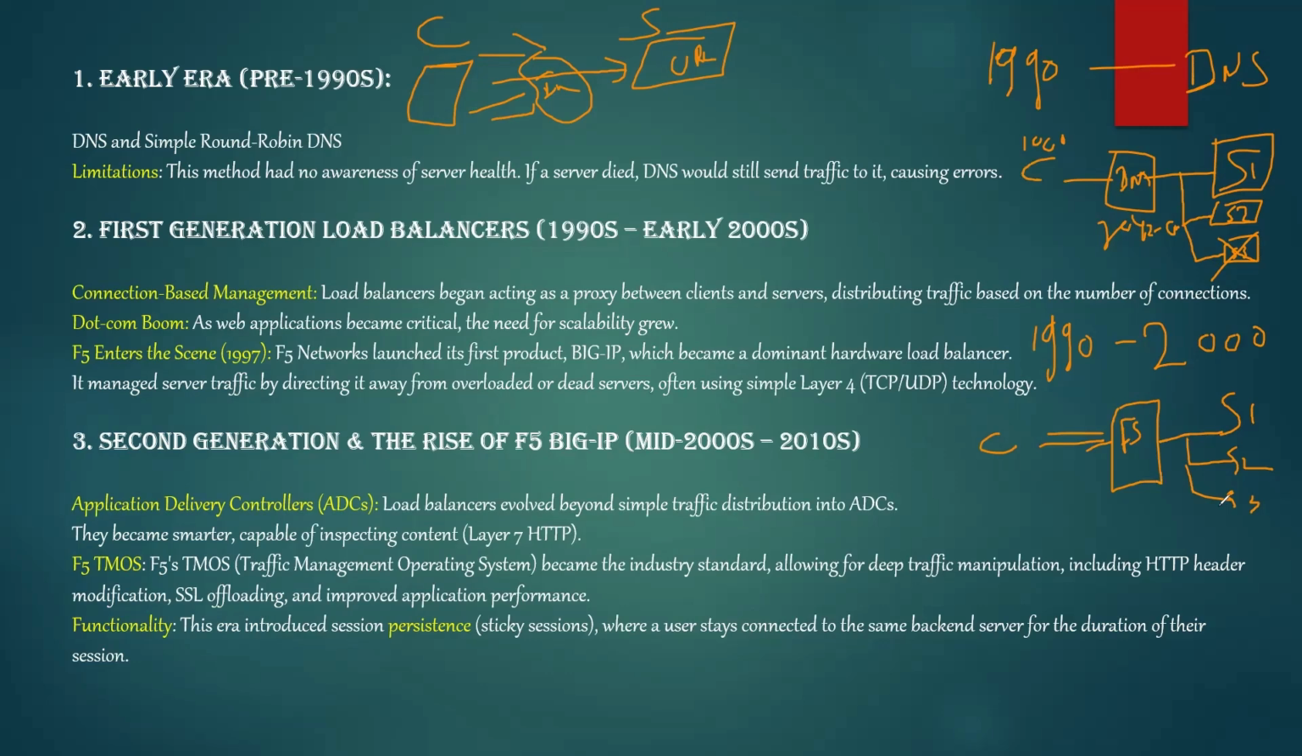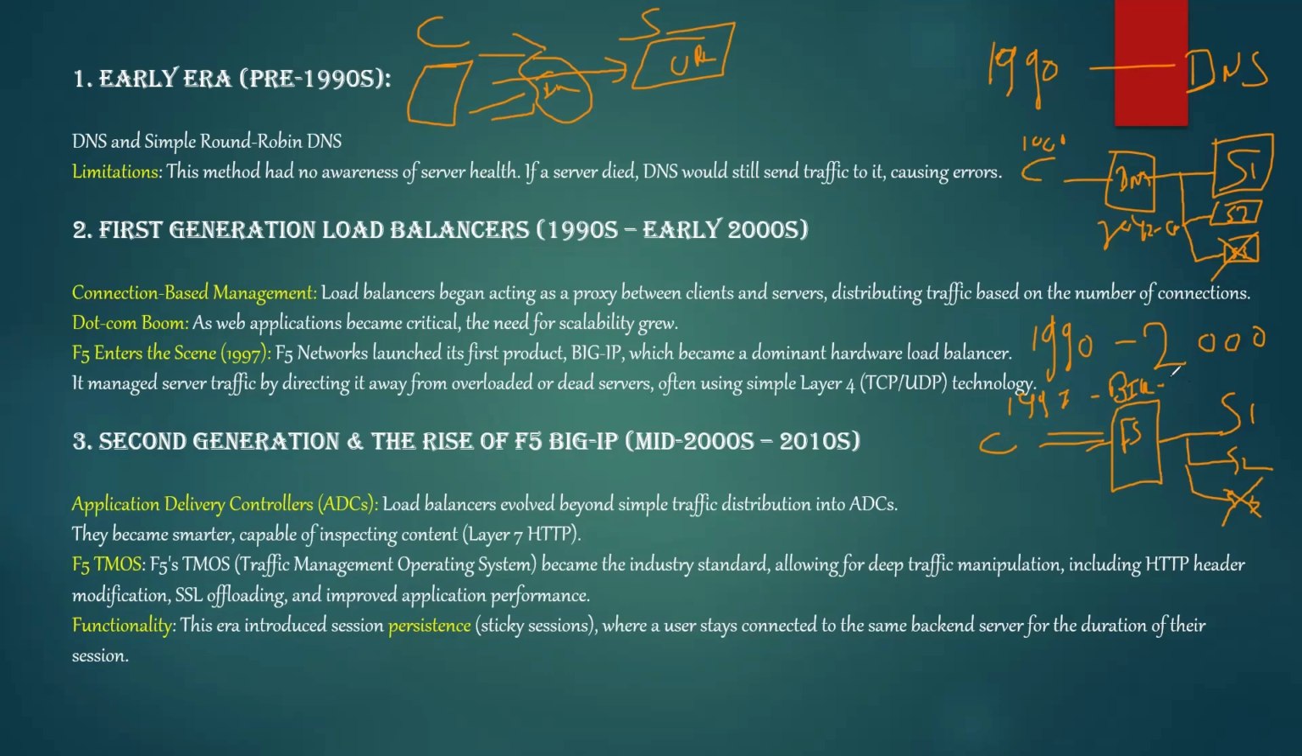For example, S3 is down. Then it continuously monitors that server, and if it is down, it removes it from the load balancing method, and traffic is shifted to S1 and S2 only. That is one thing we overcame during the era of 1990s to early 2000. The first product launched, in 1997, was named Big IP. It's the first product, the hero product of the F5 family.